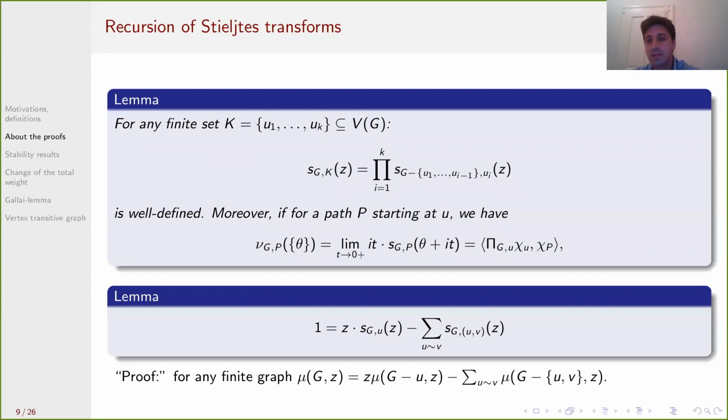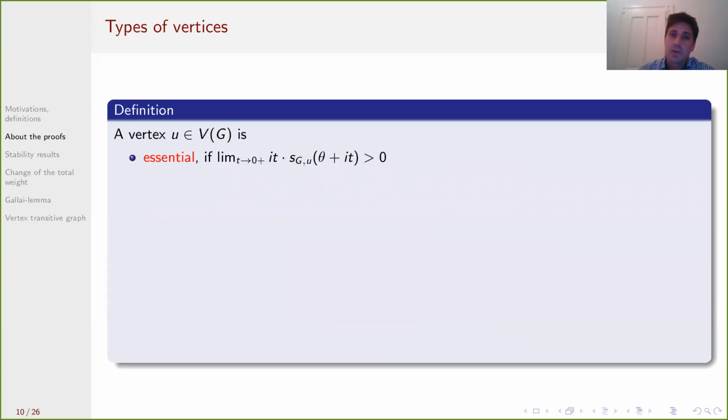If you like, you can take the finite word definition of the Stieltjes transform, and by dividing here with mu g z, you will obtain this lemma here. Okay, so you can convince yourself that this is true. So these are the main recursions for Stieltjes transforms.